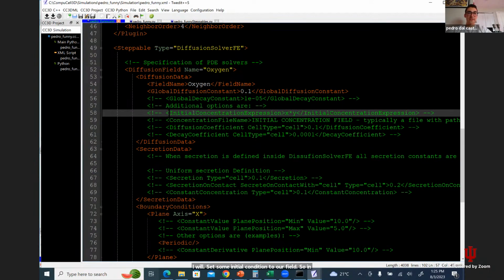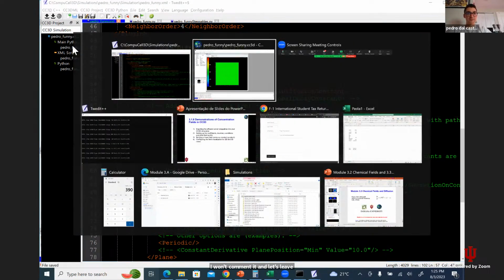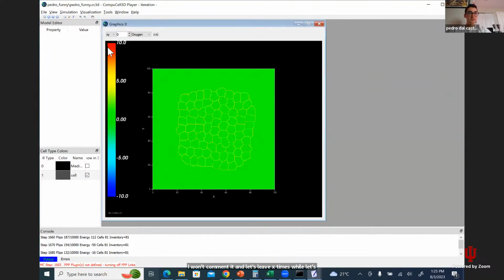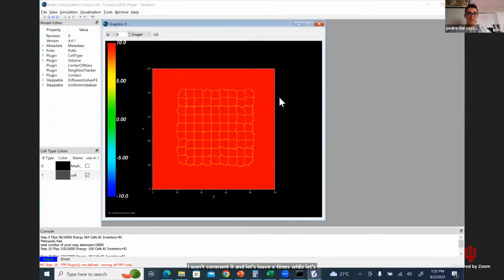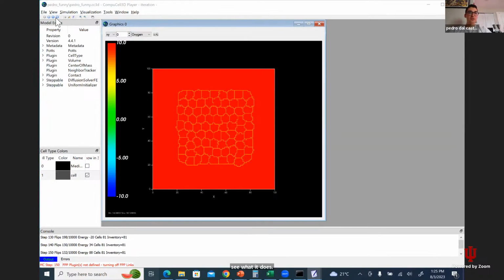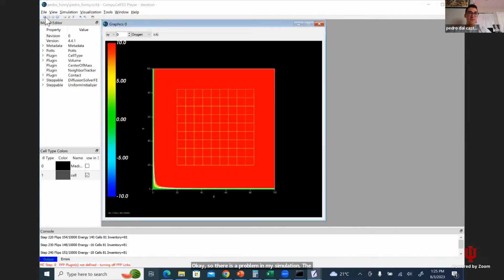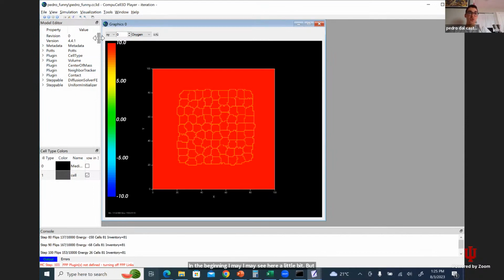So now I will set some initial condition to our field. In line 58, it says initial concentration expression. I will uncomment it, and let's leave x times y, let's see what it does. Okay, so there is a problem in my simulation. The problem is that I'm not seeing this field properly. In the beginning, I may see a little bit, but it all turns red. Why is that? My color scale is between -10 and 10. I have to change it.